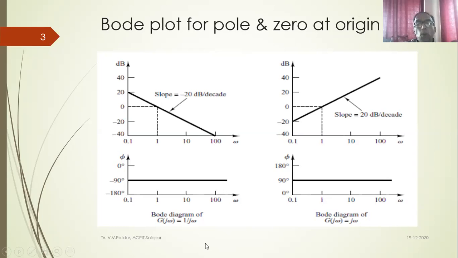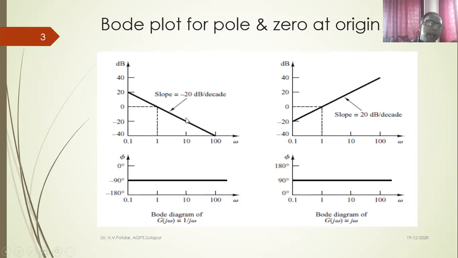For a pole, the Bode diagram of 1 upon j omega, that is 1 upon s, is the Bode diagram for a pole at the origin. This is the magnitude plot and this is the phase angle plot. So two plots we need to have in a Bode plot: the magnitude versus frequency plot, that is the magnitude plot, and the phase angle versus frequency plot, that is the phase angle plot. Both these plots together correspond to the total Bode plot. For a pole at the origin, 1 upon j omega, that is 1 upon s, it is a line of slope minus 20 decibel per decade.